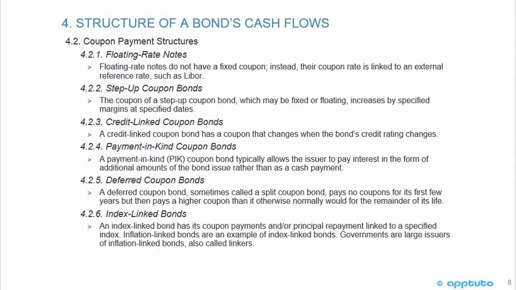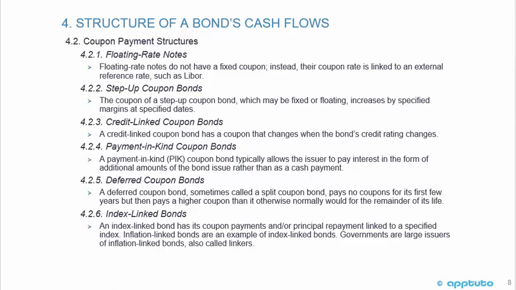Continuing with the structure of a bond's cash flows, now we're going to look at coupon payment structures. So you can see there's quite a few different methods here, and this is meant to just have a brief description of each. So the first one is the floating rate notes. Floating rate notes do not have a fixed coupon. Instead, their coupon rate is linked to an external reference rate such as LIBOR.